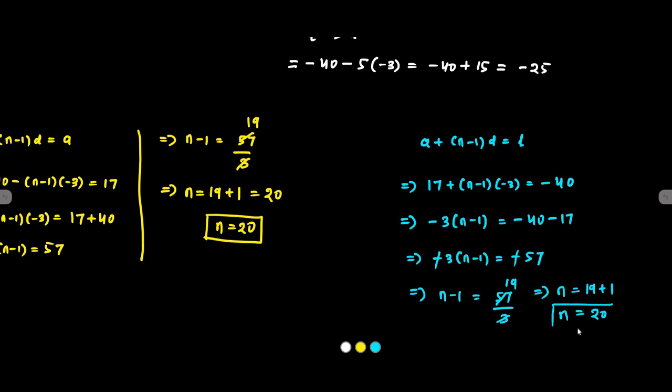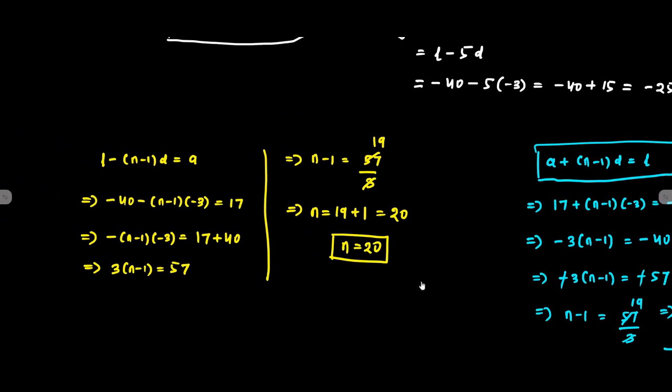So either you go this way, that is a plus n minus 1 d with the last term, or L minus n minus 1 d with the first term, you will get the same result. Okay, either way, you will get the same result.